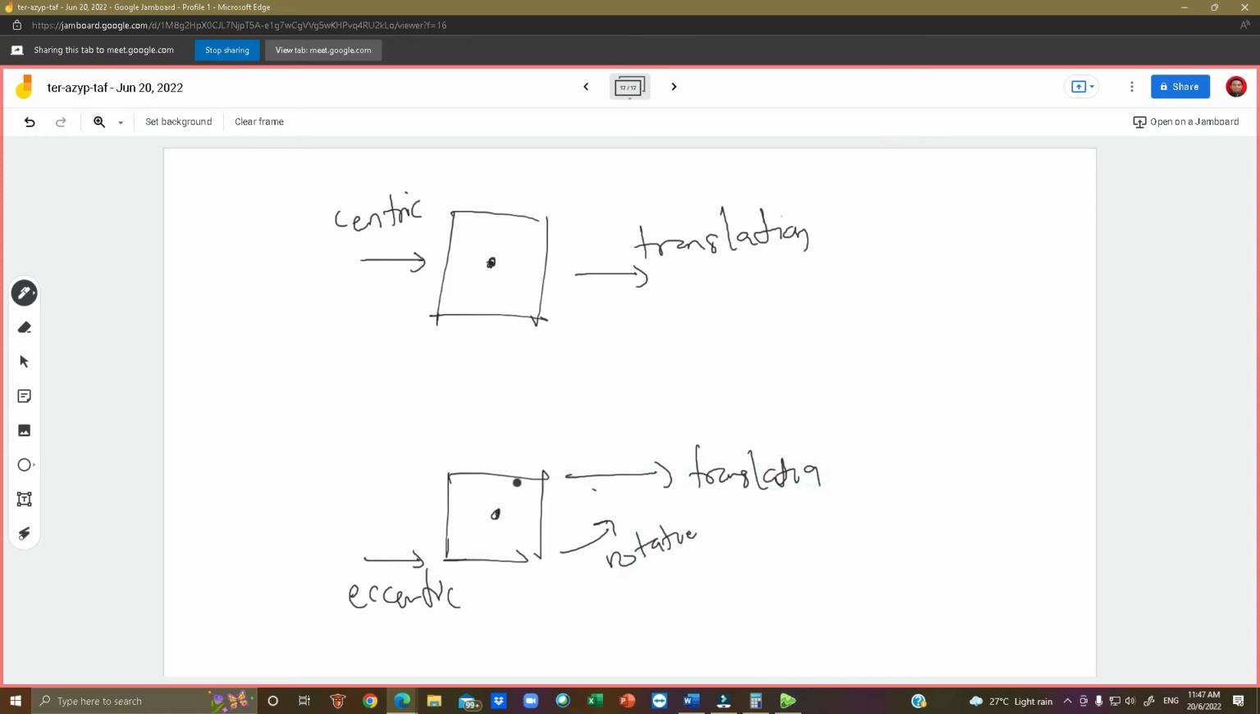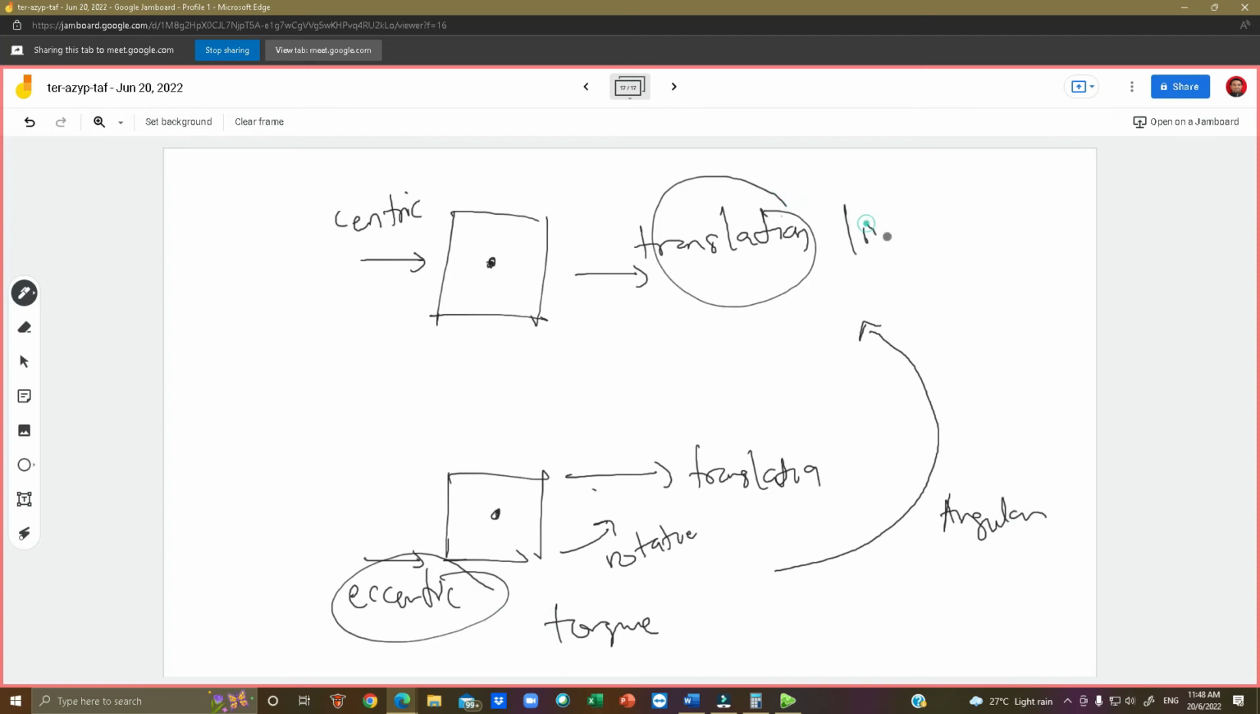Means it will cause the object to move forward and at the same time rotate. This is known as angular. This is known as torque. This is known as linear. Dia tak ada apa-apa rotation pun. It causes a straight motion forward.